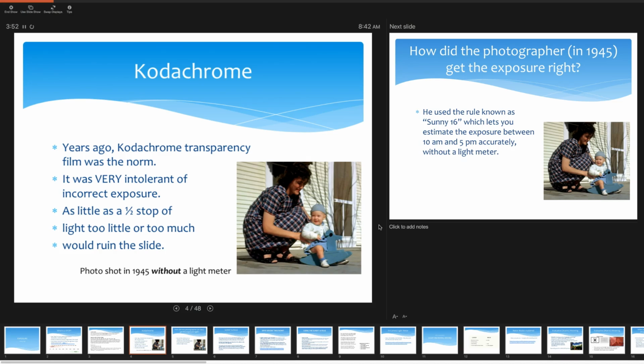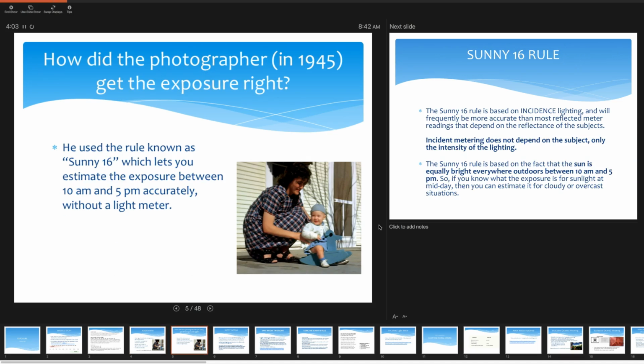So they actually got good pictures, and the way that they did it was they knew this simple rule, and they had to base all their decisions on it. And it was called the Sunny 16 rule. So it lets you estimate the exposure between about 10 a.m. and 5 p.m. in the summer, when the sun is typically at the same intensity, if you will, all over. No matter where you are, it's not like you're going to have different lighting situations. So they used this rule.